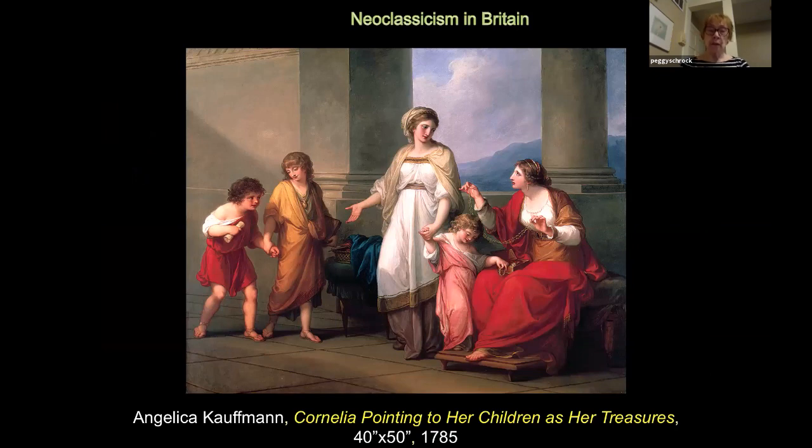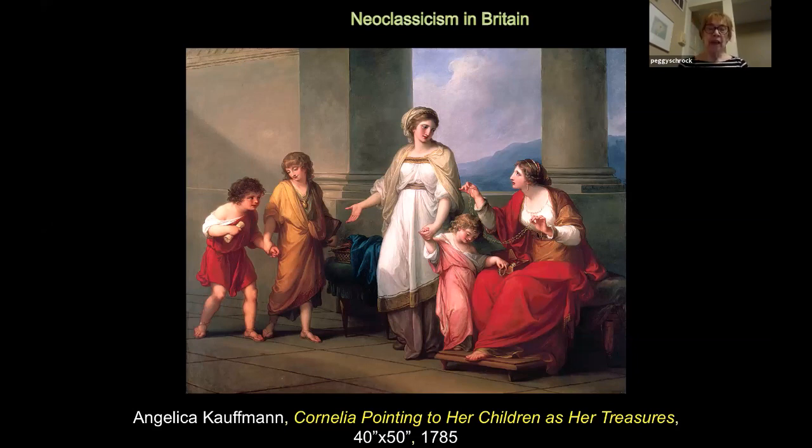Neoclassicism also spreads, it becomes a popular style, also in Britain. This is a painting by Angelica Kauffmann, the only woman who worked in a neoclassical style. She's not really British. She was Swiss, and trained in Italy, but went to London and really made her career there. And she gives us an interesting take on morality from a woman's point of view, also tapping into that Roman context, although she does choose highly moral Romans. Cornelia pointing to her children as her treasures.